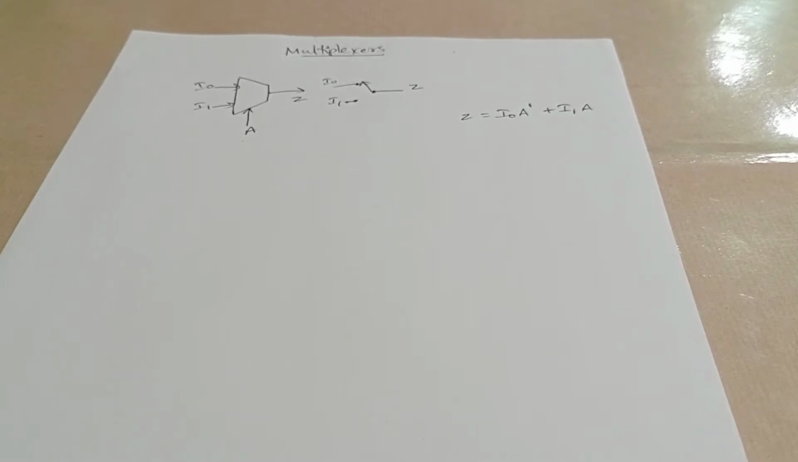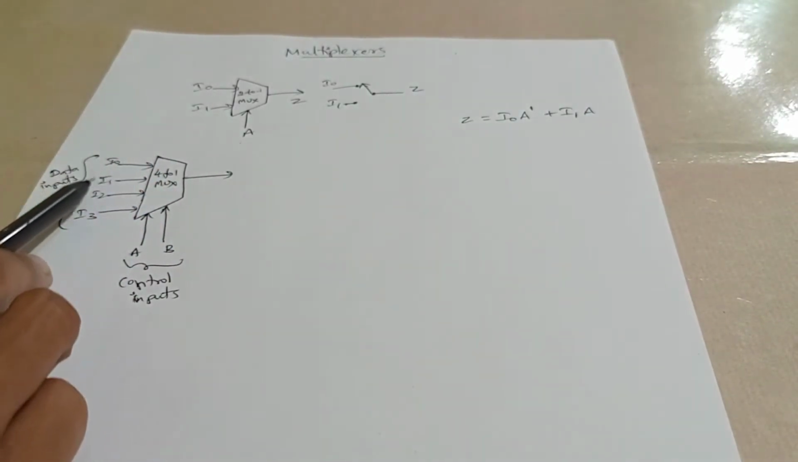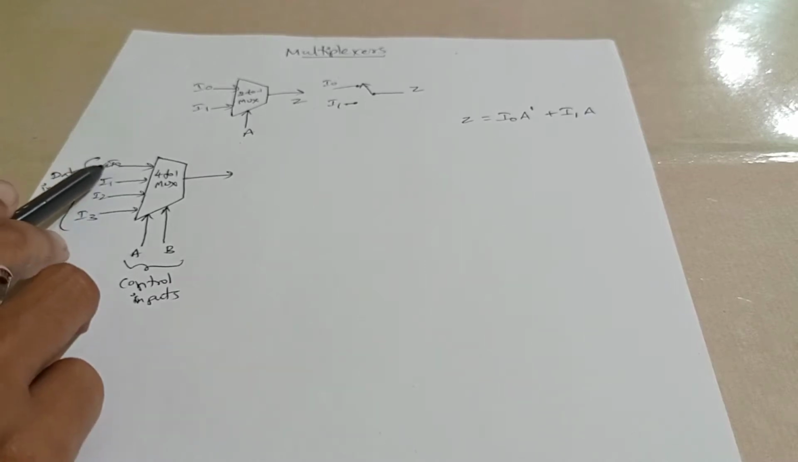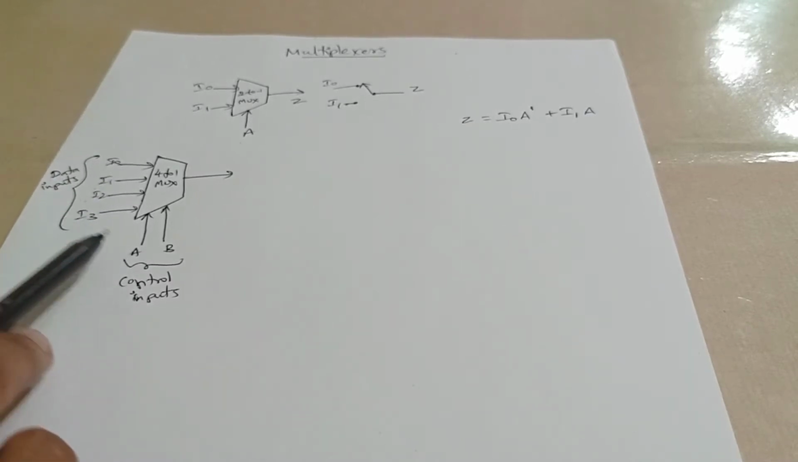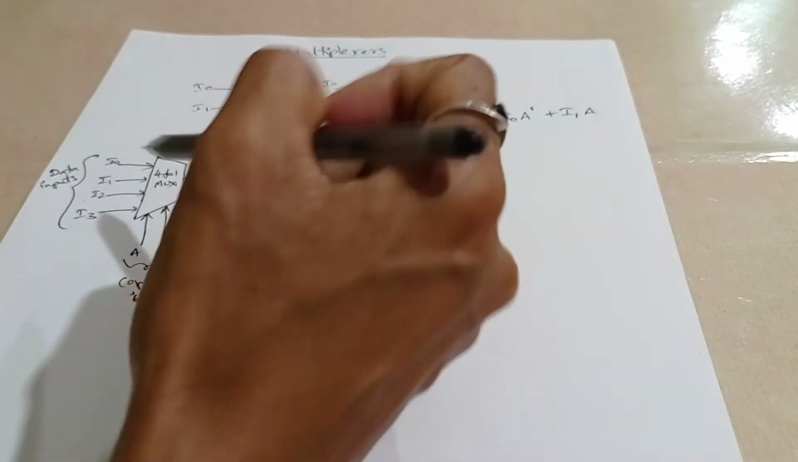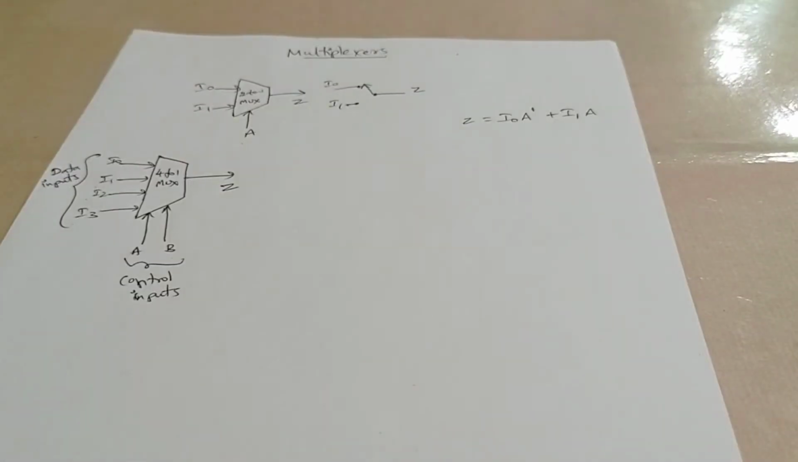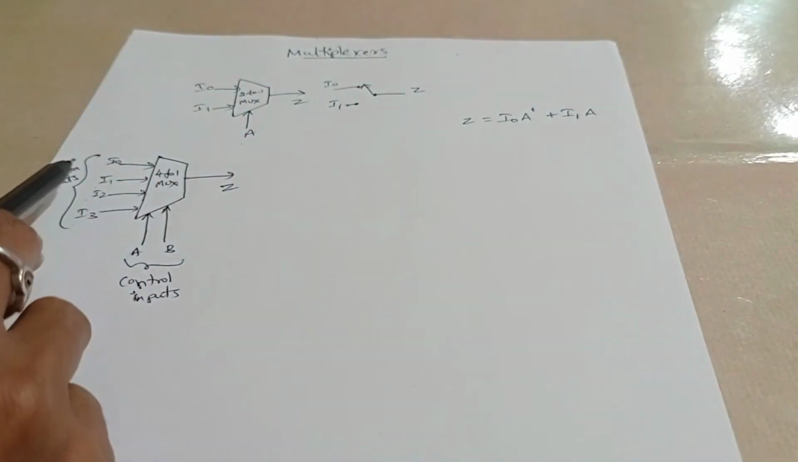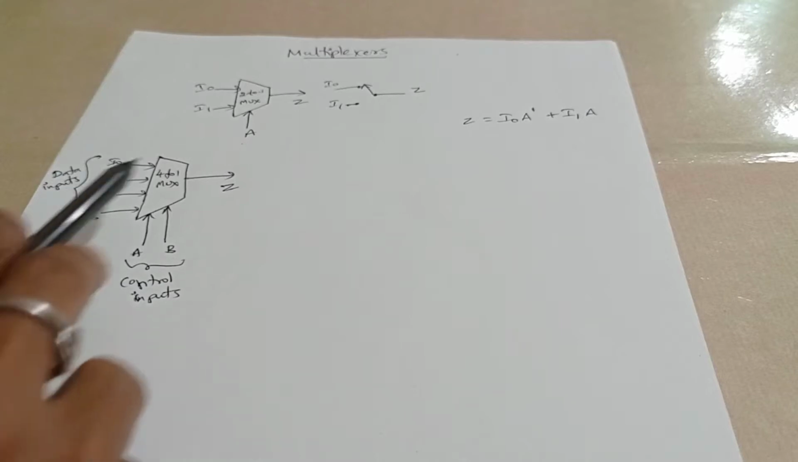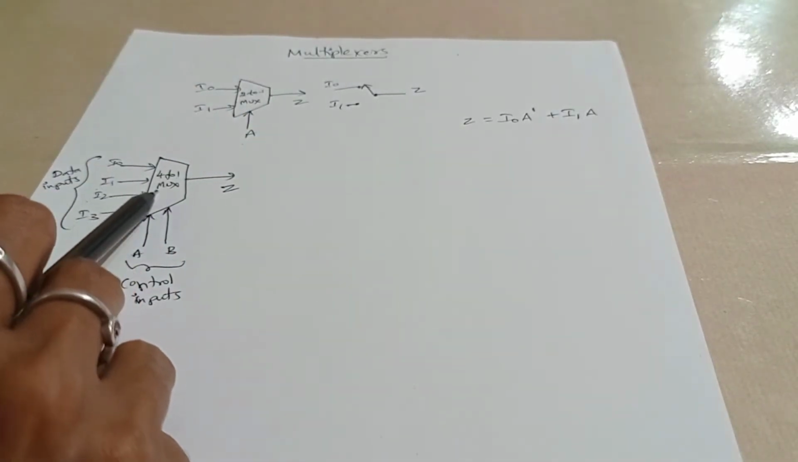Now we'll see the 4:1 multiplexer block diagram. So this is the block diagram. It is having 4 data inputs, that is I0, I1, I2, I3, and 2 control inputs A, B. Now we'll get output Z. Only one output. So it is having multiple inputs and one output. It is said to be multiplexer. 4:1 multiplexer.